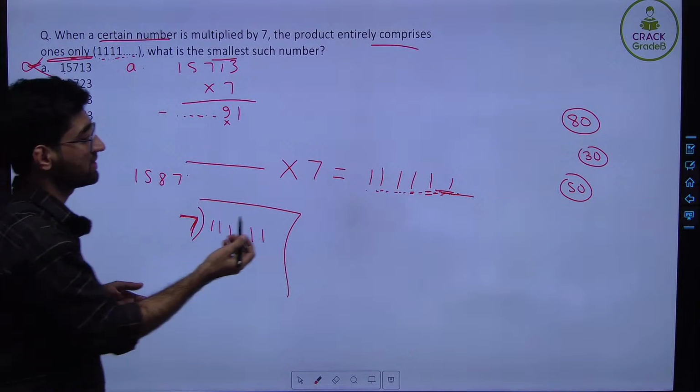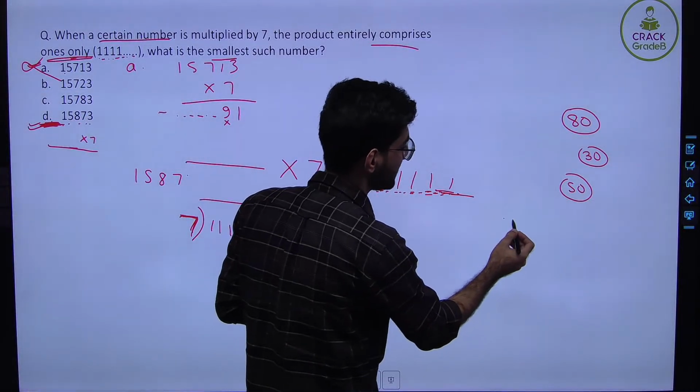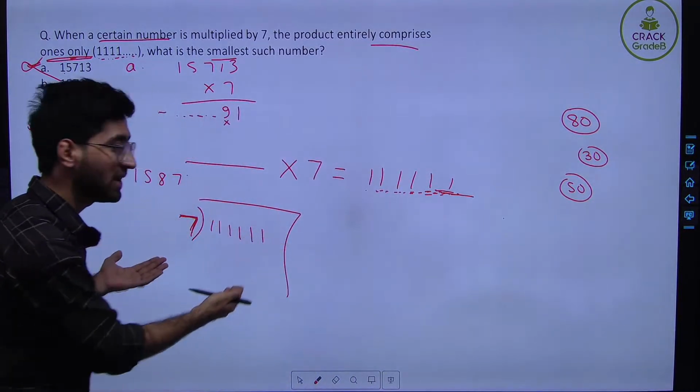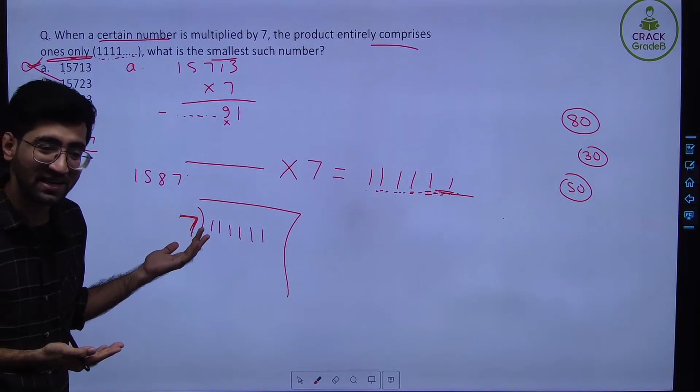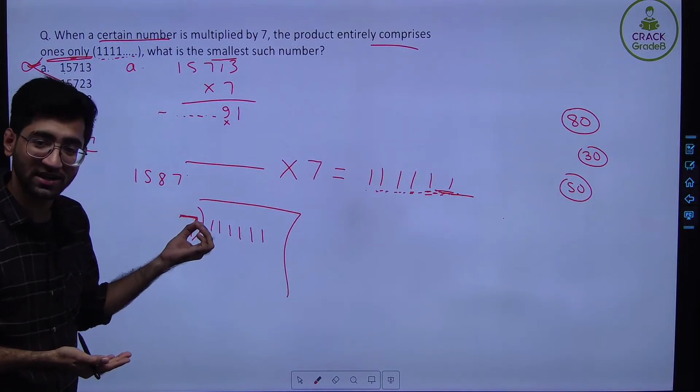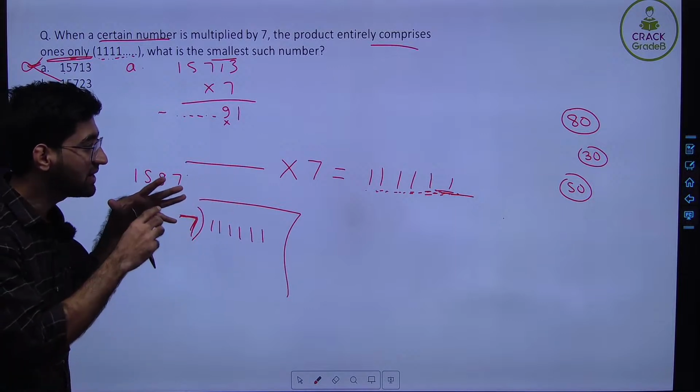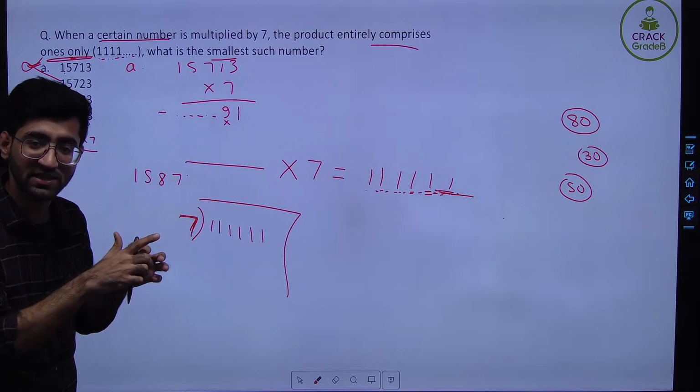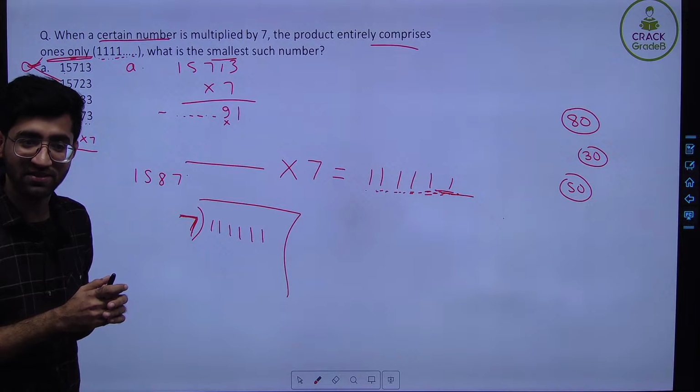But since you are going to become a bureaucrat, will they ask a simple division? No, they will definitely not. They will definitely not ask simple division. See, ultimately it is simple multiplication and division, but they will try to confuse you.